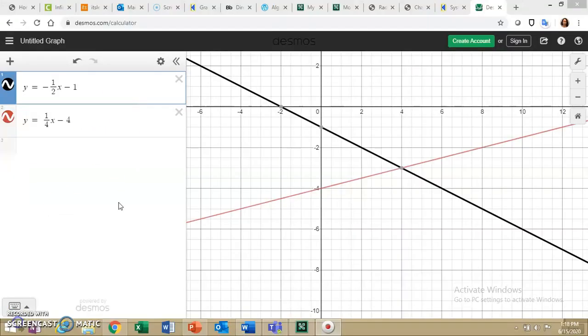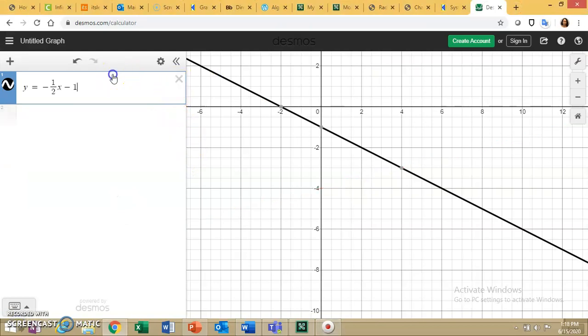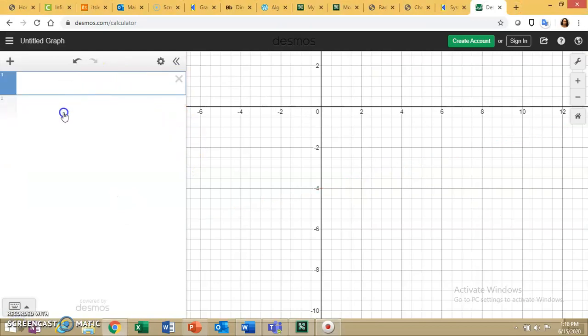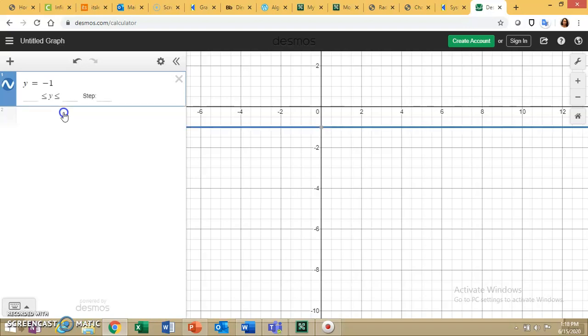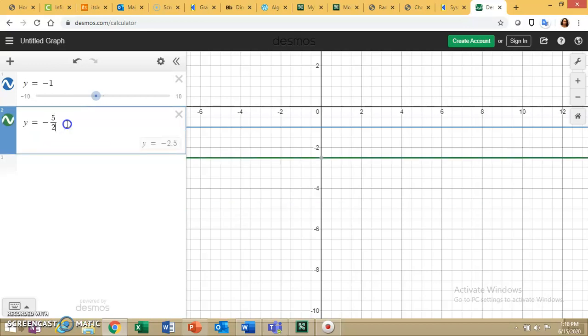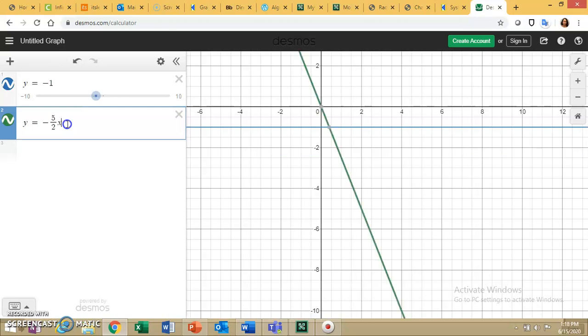So just going to click here, exit out. So I have y equals -1. All right, just that horizontal line. And then y equals -5/2, arrow over, put x plus 4. And there, it's 2, -1.